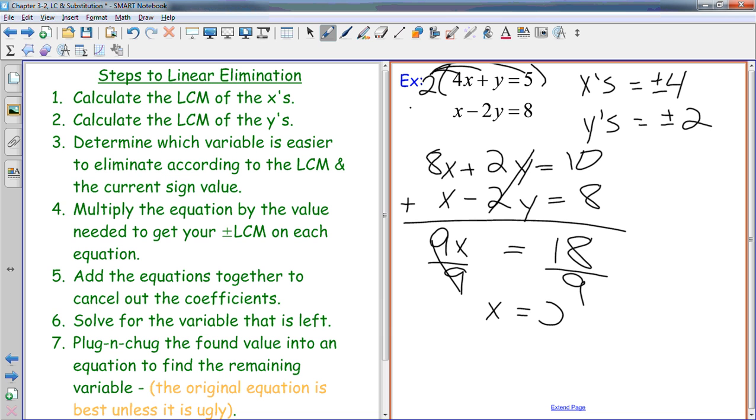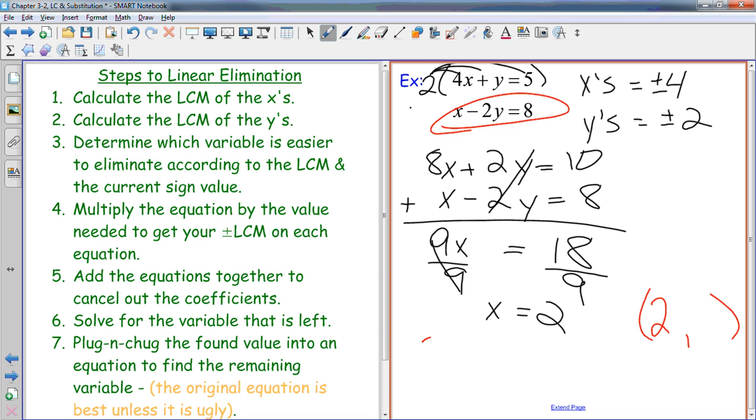X is going to be equal to 2. Now, I have my first point. My first part of my point is 2. I need the y still. How do I get y? Casey? Plug 2 into x and then solve it? Yeah, pick one of the equations and plug in your value that you know.